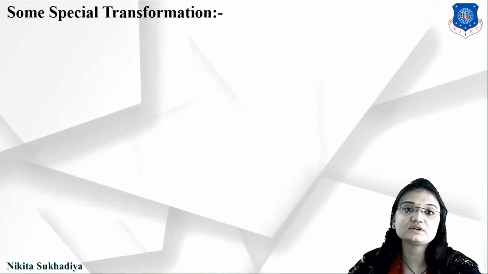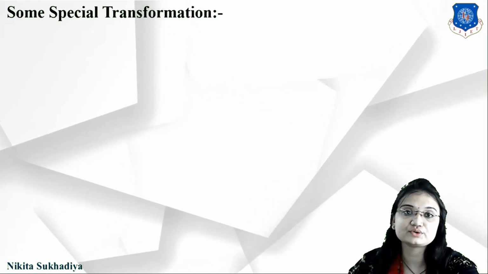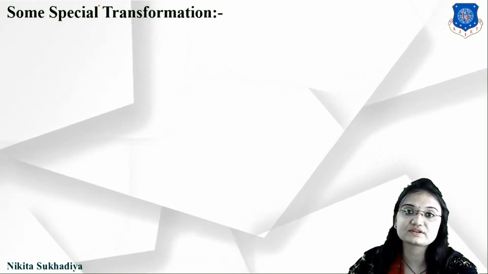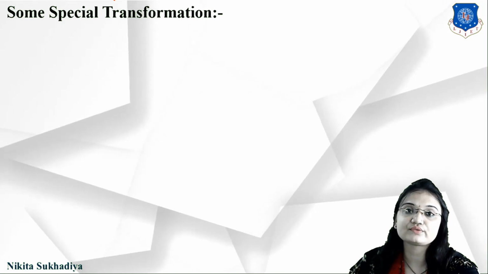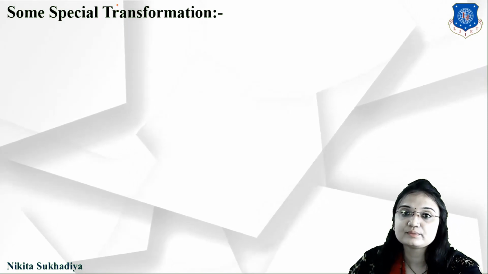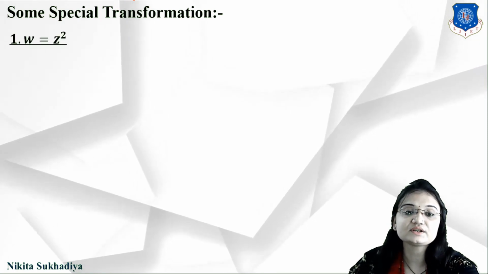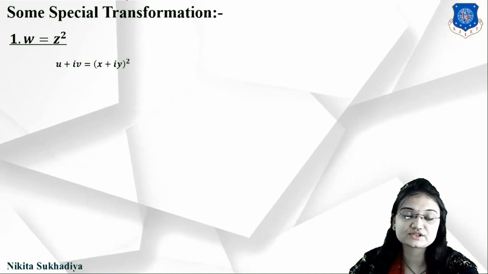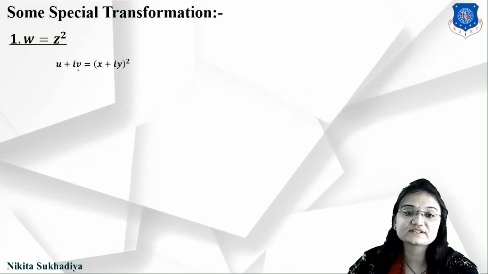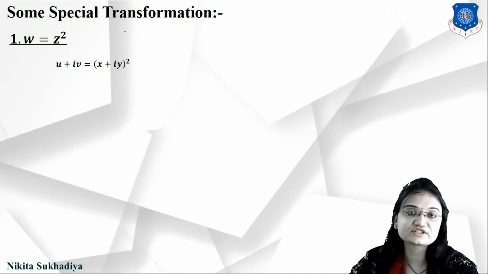In this lecture we will learn about some special transformations, that is W is equal to Z squared. First of all, let us understand how we can use this transformation W is equal to Z squared to find the image of any point in the Z plane. So here we have W is equal to Z squared, where W is equal to U plus IV and we put Z is equal to X plus IY.